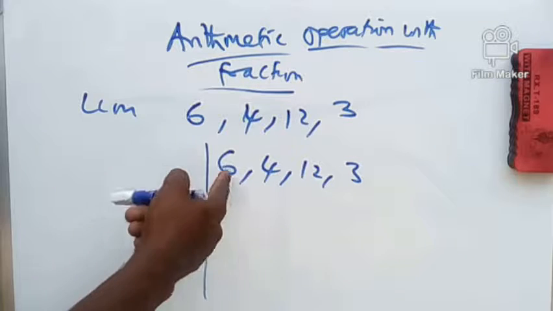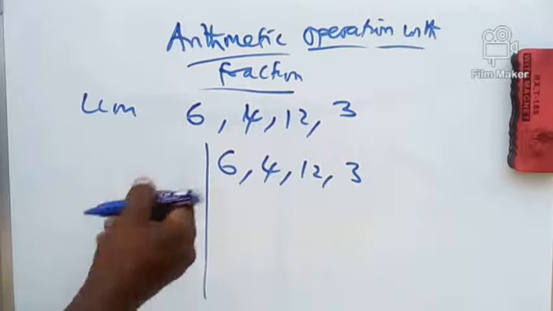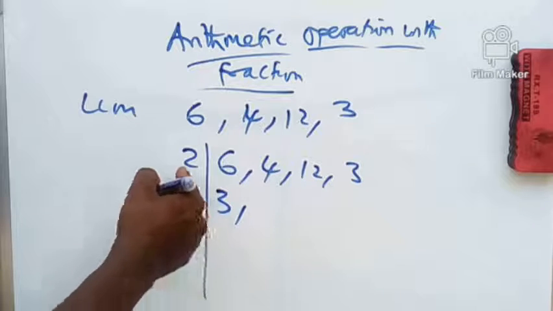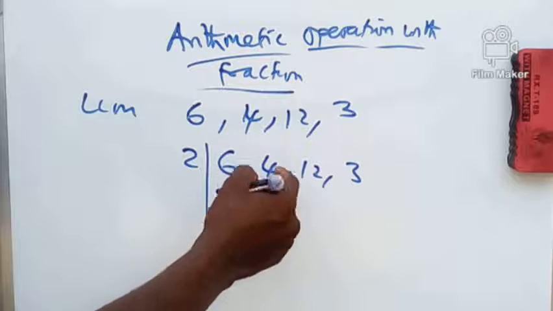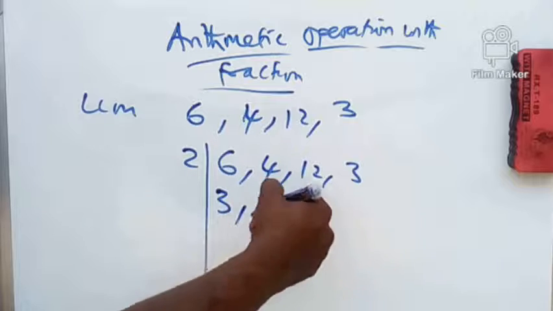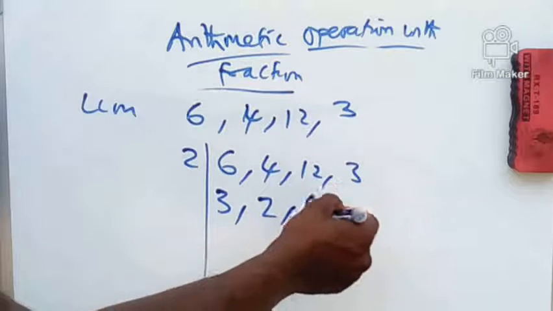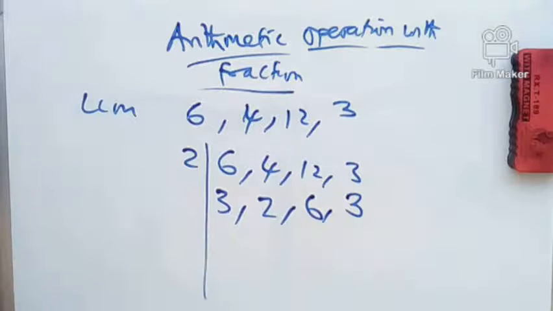Let's check. Can 2 divide 6? Yes. So it means that it's a go. 2 into 6, you have what? 3. Can 2 go into 4? Yes. When 2 goes into 4, you have 2. Can 2 go into 12? Yes. When 2 goes into 12, you have 6. Can 2 go into 3? No. You bring down 3.